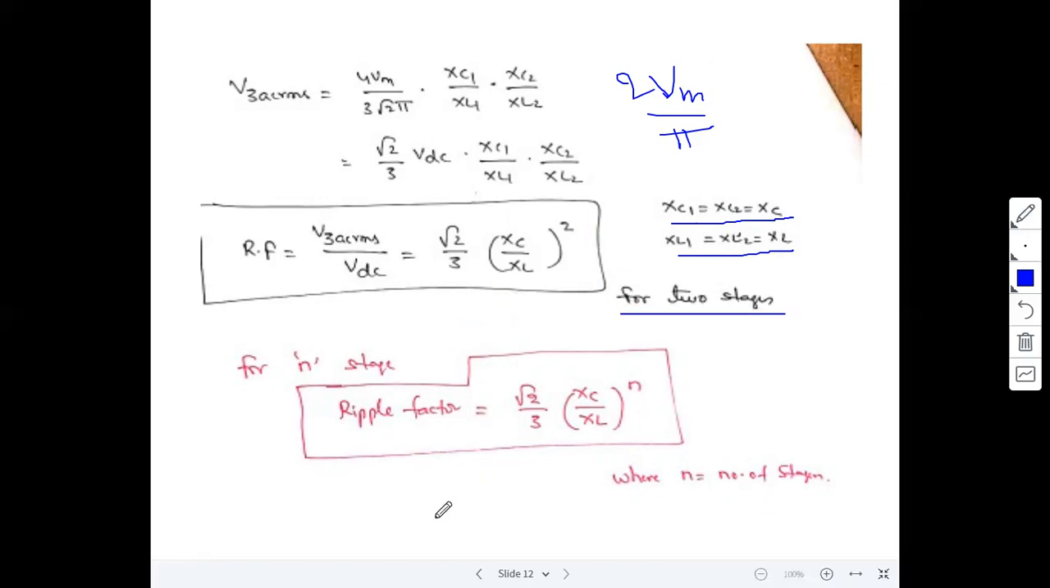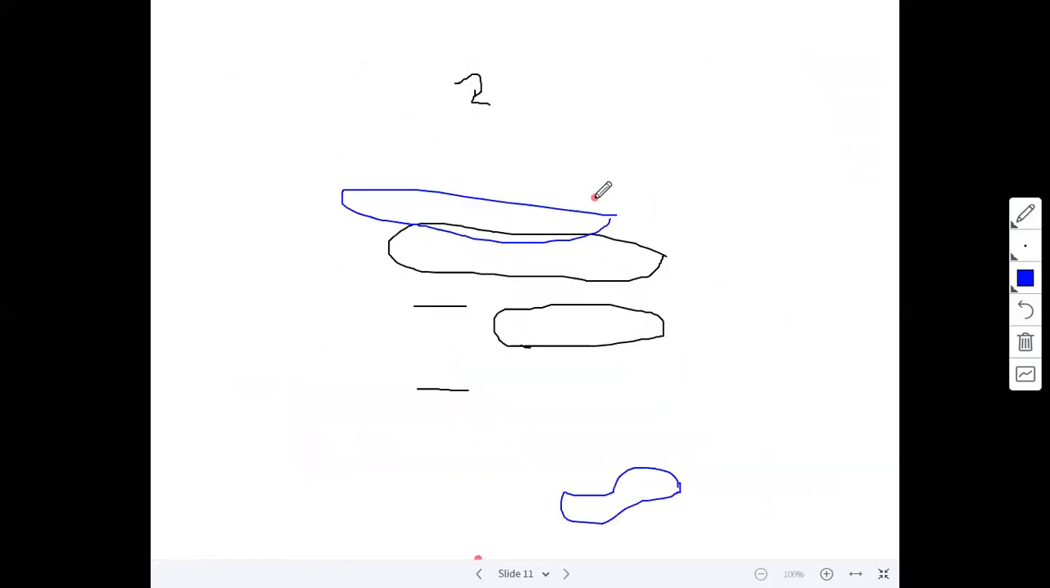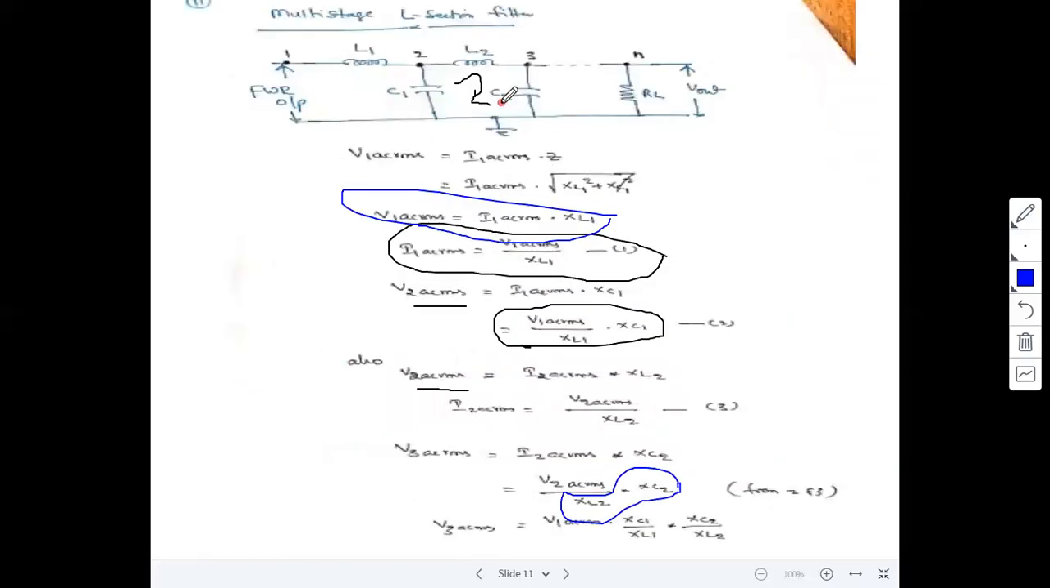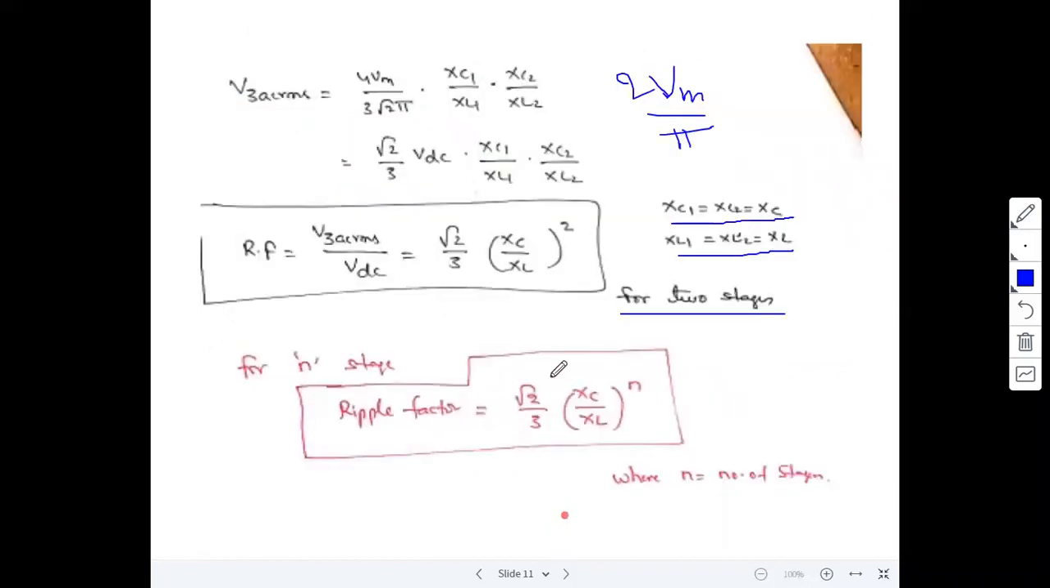Observe here: if the same filter is connected in N sections, then the ripple factor is equal to root 2 by 3 into XC by XL whole to the power of N, where N is the number of stages. This is about the LC filter and the N stage LC filter.